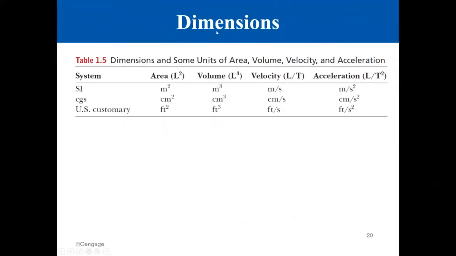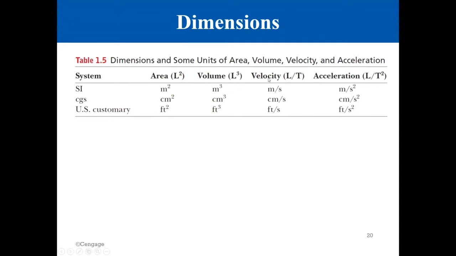So when we measure length, the dimension is L, the unit is meter. This is in the SI system. For area, you have L multiplied by L, it is L squared. This is the dimension. The unit in the SI system is meter squared. Before the SI system, there was the CGS system, where area was measured in centimeter squared. In the US system, you have the foot squared. For volume, the dimension is L cubed. The SI unit is meter cubed.